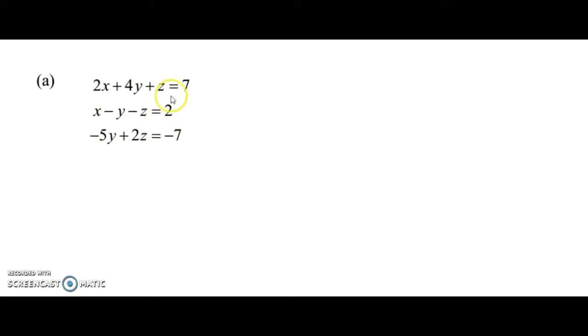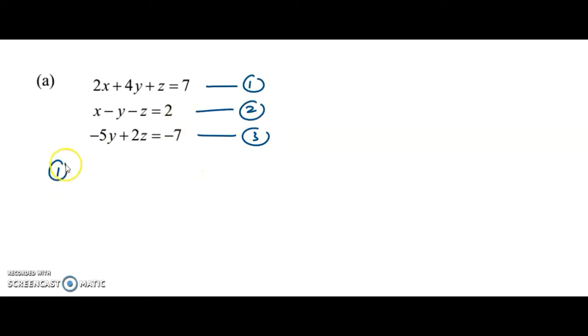In this example, I'm going to eliminate the variable z first. So I will form two equations involving the two unknowns, x and y. Then I will solve for x and y first. After that, I will substitute the solution for x and y back into one of the equations in order to get z. So let's start. I have three equations. Let's name them equations 1, 2, and 3.